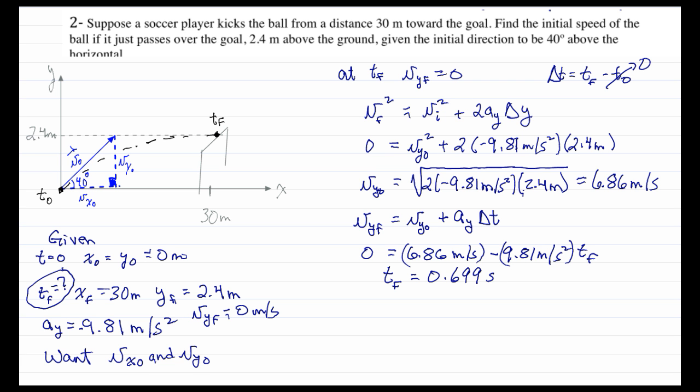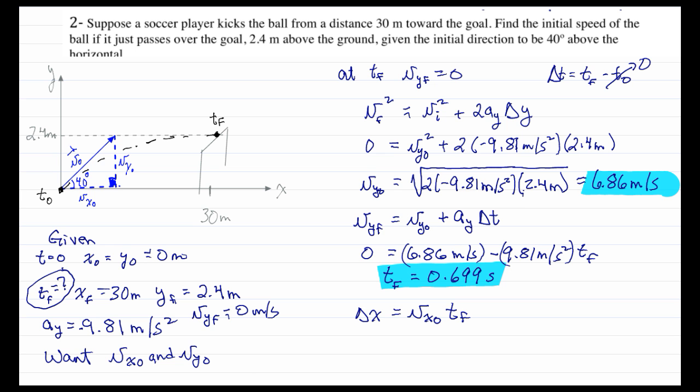Okay, let's just highlight a few of the things we've found. We found the initial y velocity. We found the time it takes to reach the goal. And now all that's left is to figure out our initial x velocity, the velocity in the x direction. We know that in the x direction we have motion with constant velocity. We have no acceleration. Our acceleration is only in the y direction.